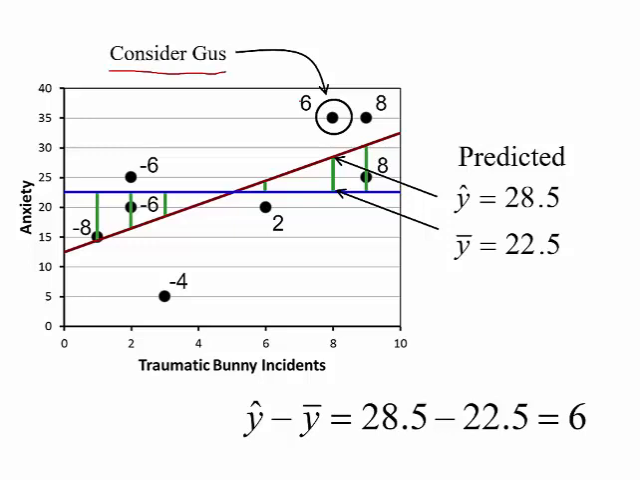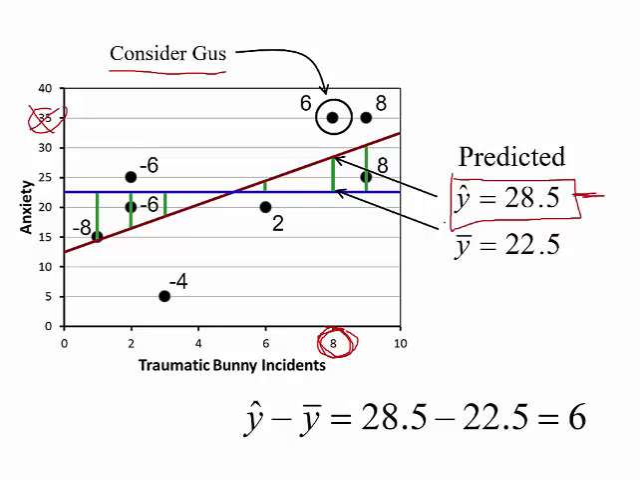So here's Gus. Gus had 8 traumatic bunny incidents, and his anxiety was a 35. But for getting predicted scores, we don't care about anxiety. It doesn't matter what his score was on Y. Given that he had a score of 8 on X, his predicted score was 28.5. We saw in our previous slides that if we plug in our regression formula, we get a predicted score of 28.5.